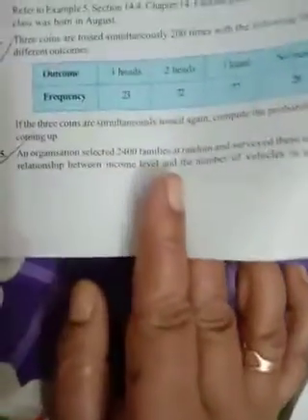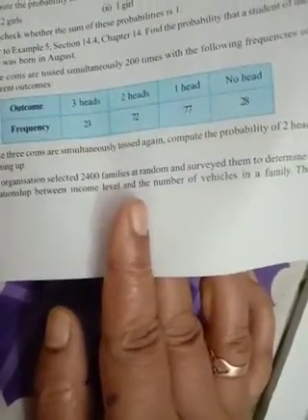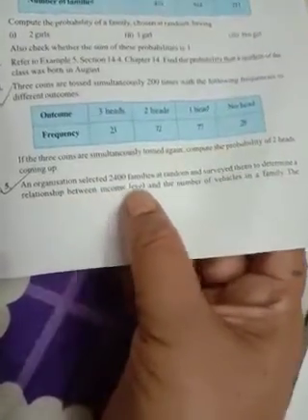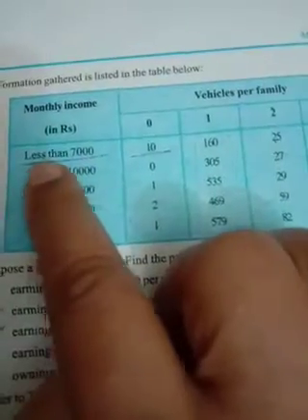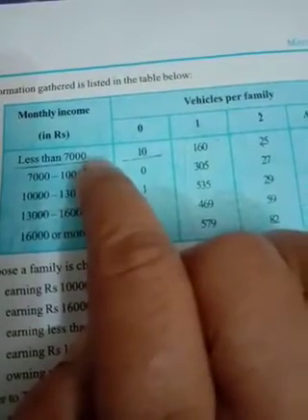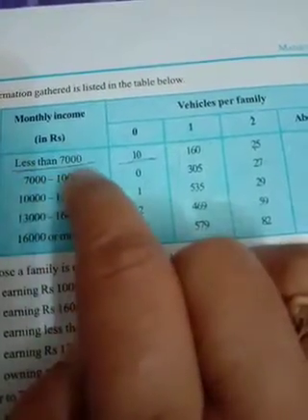An organization selected 2,400 families at random and surveyed them to determine a relationship between income level and the number of vehicles in a family. So here is the table, and the range of monthly income is also given. So less than 7,000: the family is having less than 7,000 monthly income.